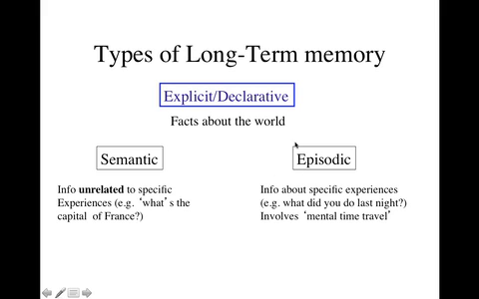So explicit and declarative memory are facts about the world that people can actually report. And there's two kinds. There's episodic memory, which involves this mental time travel. You can relive things in the order in which they took place. And that's a very important characteristic of episodic memory, where semantic memory has none of that autobiographical kind of experience. It's simply a fact that you know. You may not even remember where you learned it.